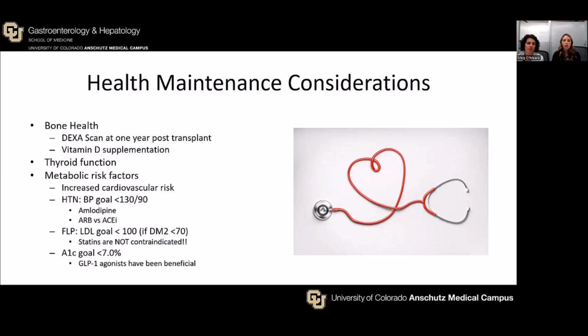We tend to use an ARB instead of an ACE inhibitor only because if they're transitioned to an mTOR inhibitor down the road, there can be a slight increased risk for angioedema in patients on both mTOR inhibitor and ACE inhibitor. Of course, we can change blood pressure medication around if we change immunosuppression, but if we can start with an ARB, then that just makes one less med change whenever we're doing immunosuppression changes.